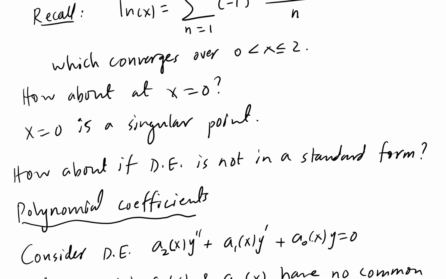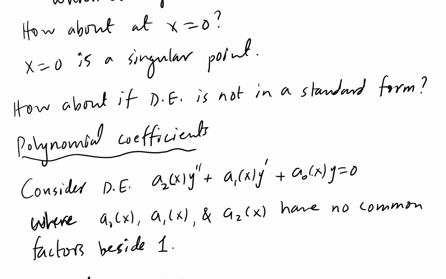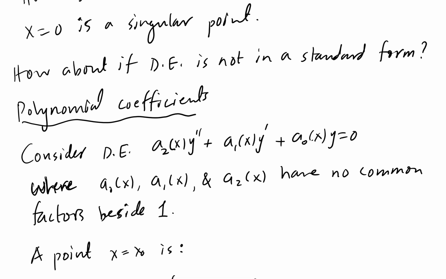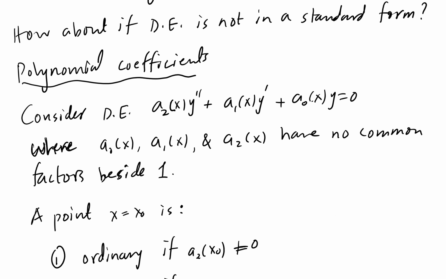In this case, we come across what we call polynomial coefficients, not constant coefficients or something else. So consider the differential equation in this form: a2(x) y double prime plus a1(x) y prime plus a0(x) y equal to 0. If all these polynomial coefficients have no common factor besides 1, then at x equals x0, this point is called ordinary if a2(x0) is not 0. What we call the leading coefficient in a polynomial, we can't call leading here in differential equations.